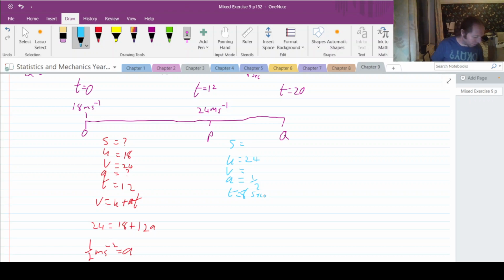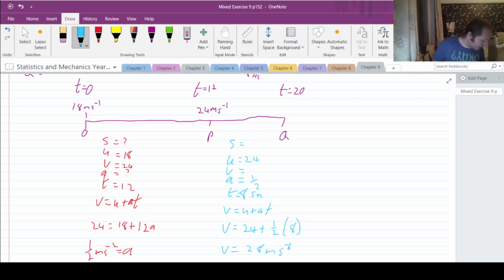So we're looking for the one that has no S in it, which again is v equals u plus at. So the final velocity is equal to the initial velocity of 24 plus the acceleration times the 8 seconds. So that's 24 plus 4, which makes the final velocity 28 meters a second minus 1.